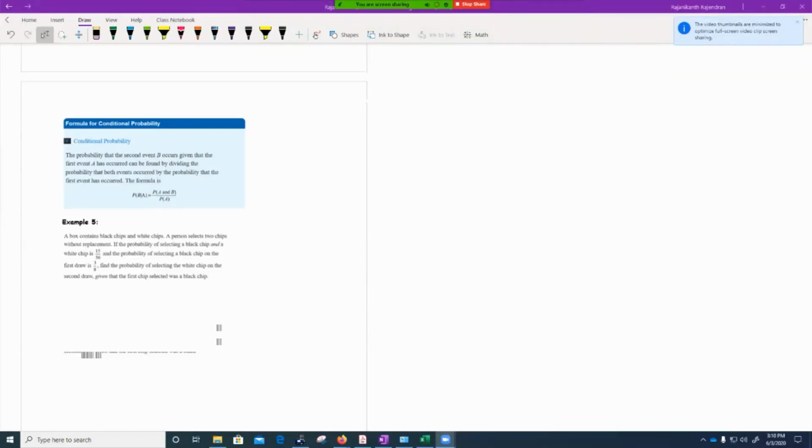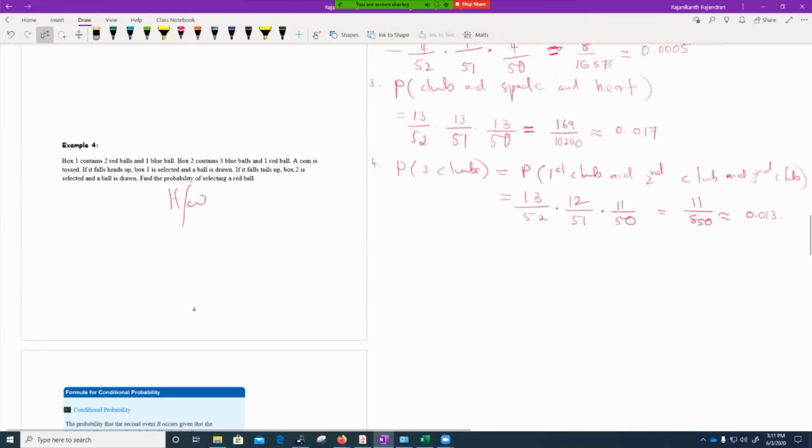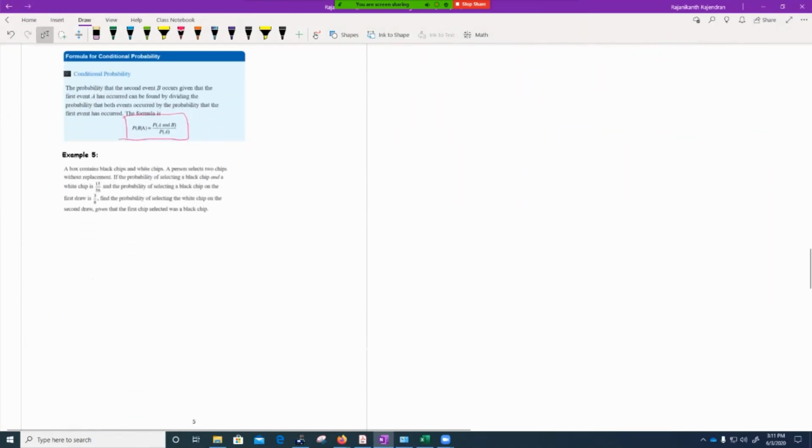Okay, let's move to the conditional probability formula. The conditional probability of B given A is nothing but the probability of A and B divided by P of A. So this is the formula we are going to use for the conditional probability. Okay. Now let's look at this example. This is going to be number 5. This is going to be number 6.